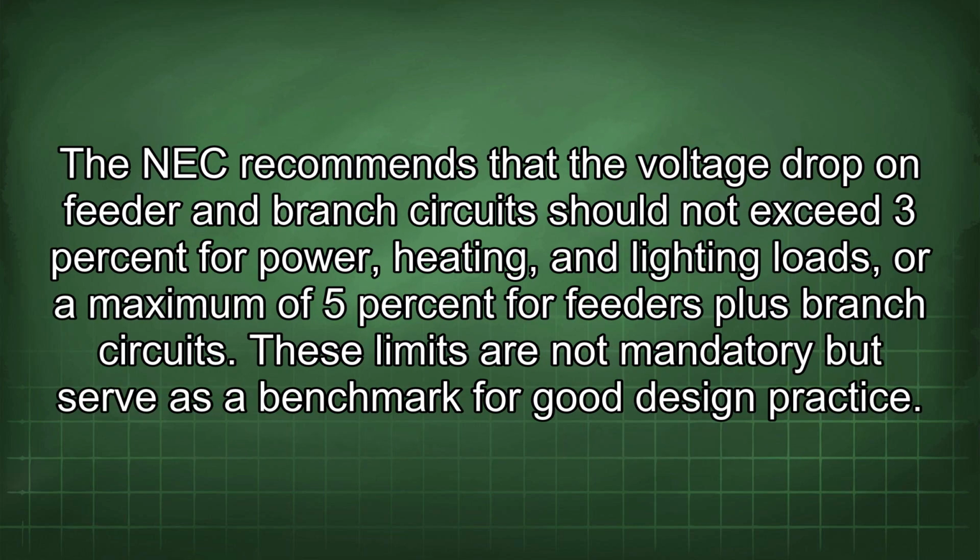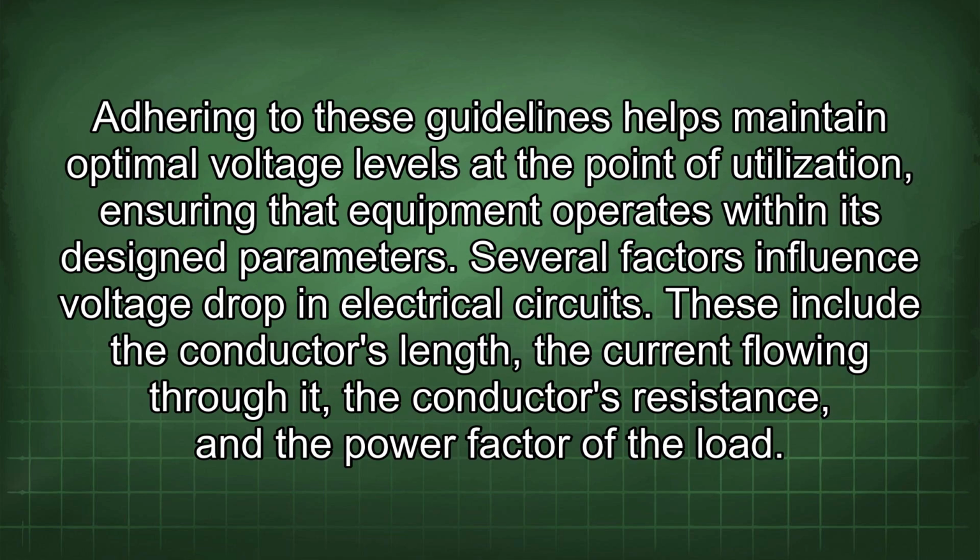The NEC recommends that the voltage drop on feeder and branch circuits should not exceed 3% for power, heating and lighting loads, or a maximum of 5% for feeders plus branch circuits. These limits are not mandatory but serve as a benchmark for good design practice. Adhering to these guidelines helps maintain optimal voltage levels at the point of utilization, ensuring that equipment operates within its design parameters. Several factors influence voltage drop in electrical circuits.